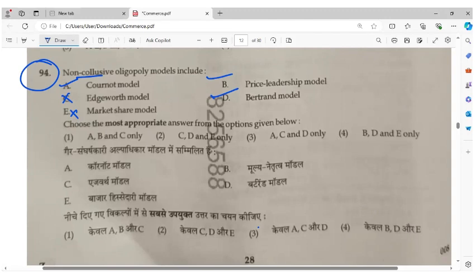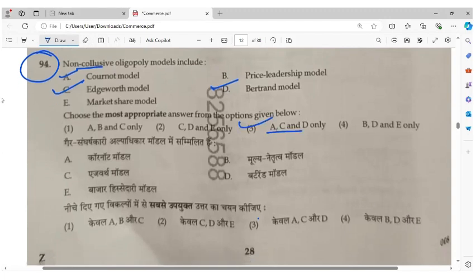No. B, price leadership is not part of the oligopoly model. It comes out of the Korean model. So here, yes, it's not part of this. So the option number A, Edward model. Yes, Edward ACD. The ACD, option number 3, is correct over here.